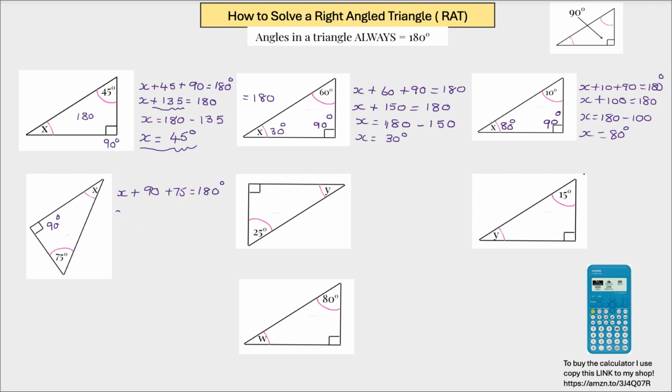Deal with this bit first. So x plus 165 equals 180. It's a plus, so we're taking it over to a negative. So x equals 15 degrees. There you go. 15 degrees. Another one. Different angle again. Doesn't matter.